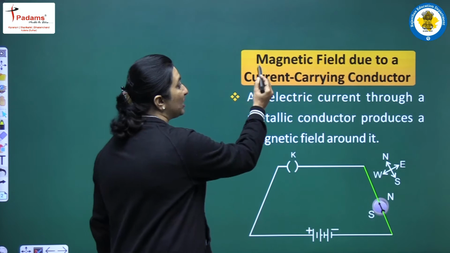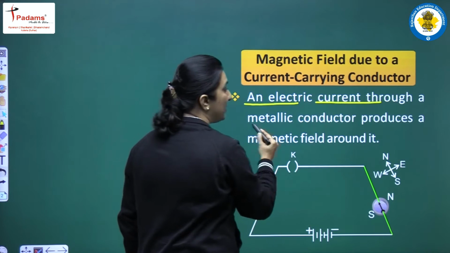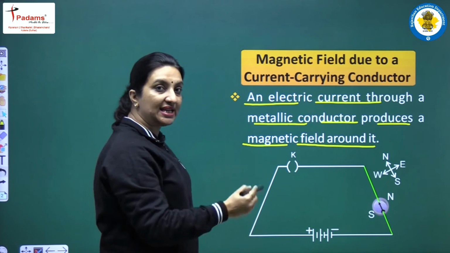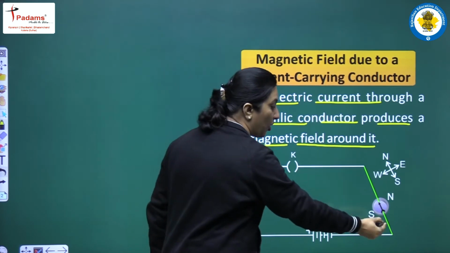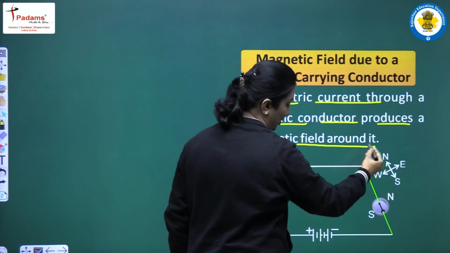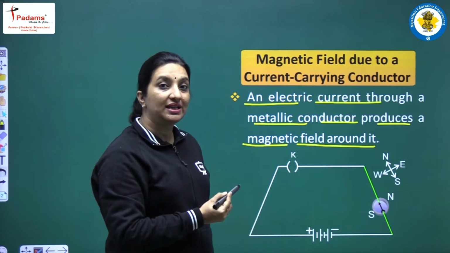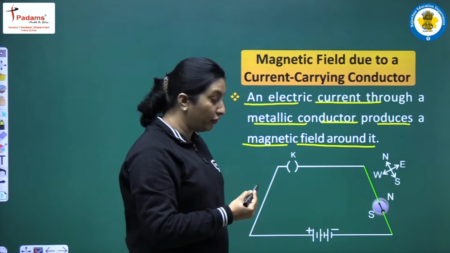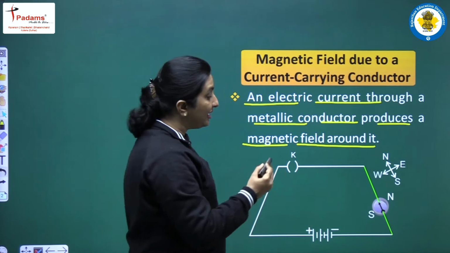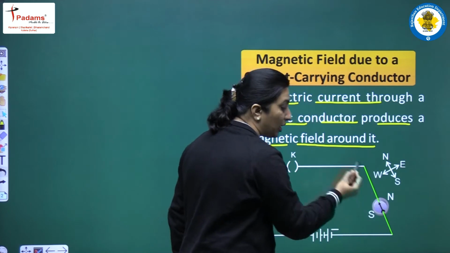So students, the magnetic field due to a current carrying conductor. An electric current through a metallic conductor produces a magnetic field around it. Now here we are taking a setup where we are taking a copper wire which is shown by this green line, and here we have indicated the directions. So if I put a battery and a key in the circuit and close the key, then the current will start to flow from the positive terminal towards the negative terminal. That is, the direction of current in this copper wire will be from north to south direction.